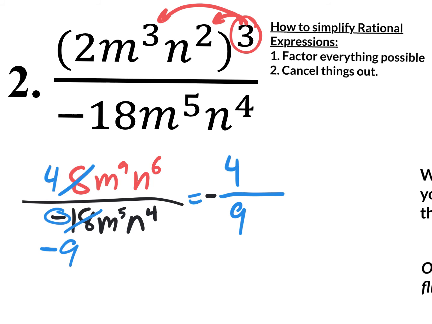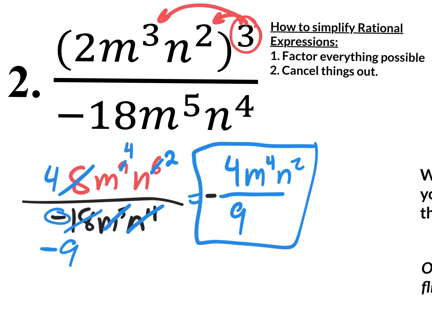And what else do I have? Well, I have m's up on top and bottom. The 5 m's on the bottom cancel with 5 of the 9, leaving me 4 up on top, m to the 4th. And there's 4 n's on the bottom that cancel with 4 of the 6, leaving me 2 n's up on the top. There's my final answer, negative 4 m to the 4th, n to the 2nd over 9.